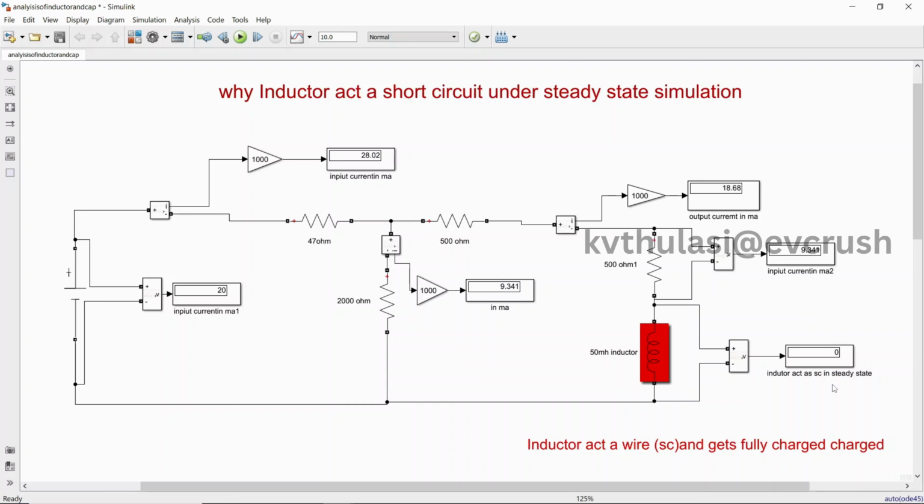What is the behavior of an inductor in transient state? We will discuss in another video. The behavior of the inductor is entirely different in transient state. This is nothing but just after switching, and the behavior of the inductor is entirely different under steady state condition. This is nothing but at t equal to 10 seconds or t equal to infinity. Hope you are able to understand at least by this simulation. This is one of the toughest concepts we have in engineering, so people don't understand this.